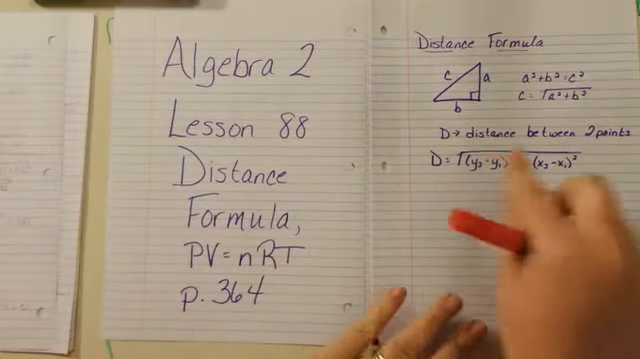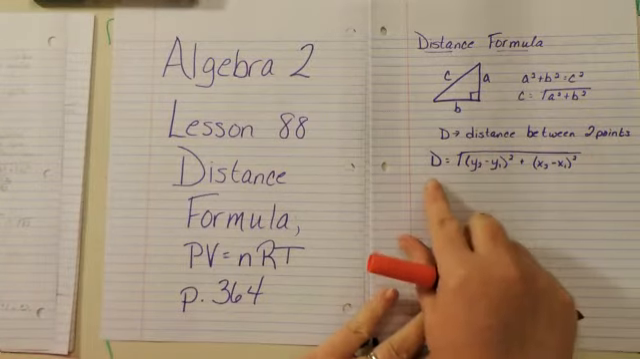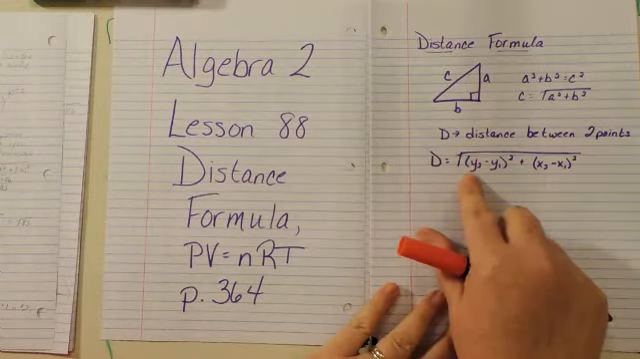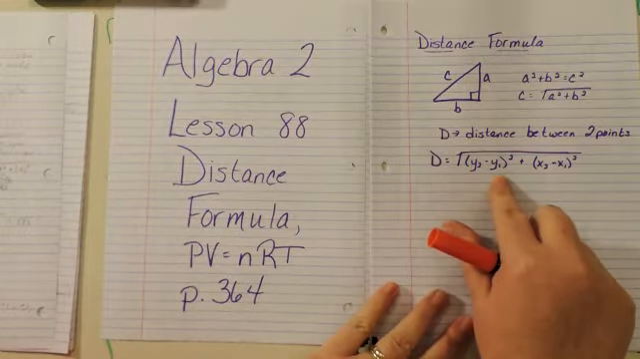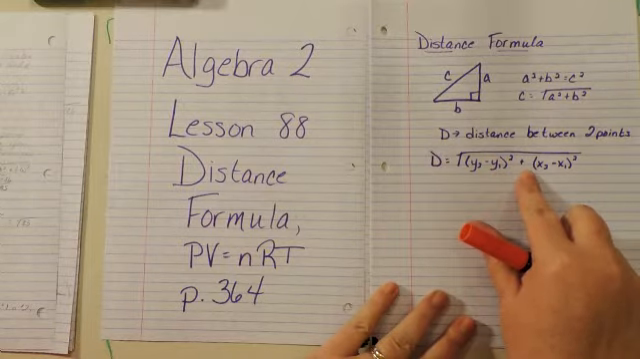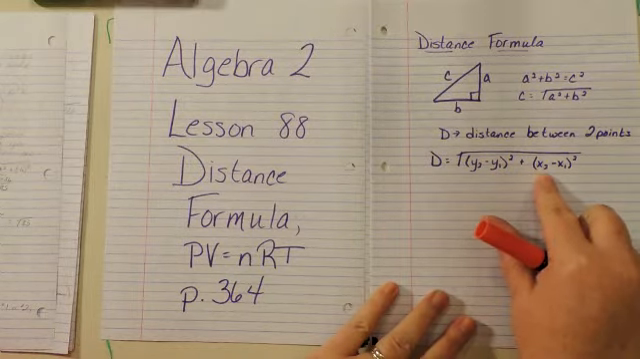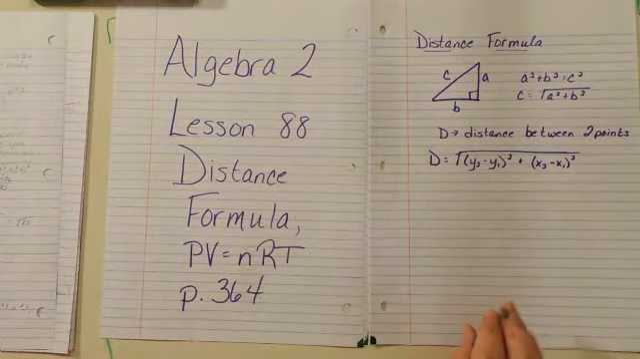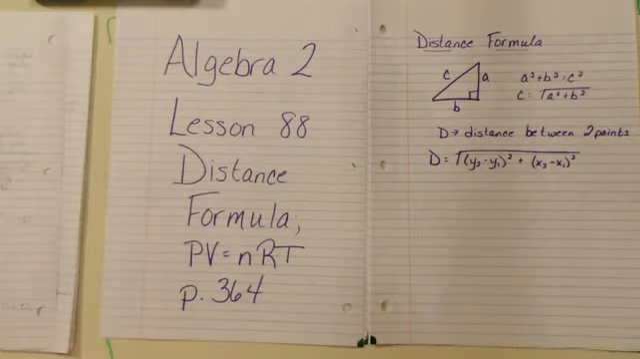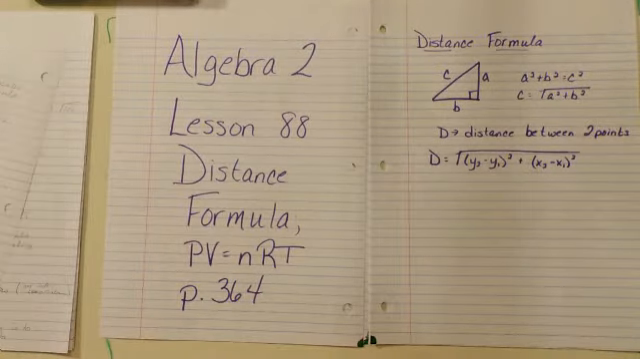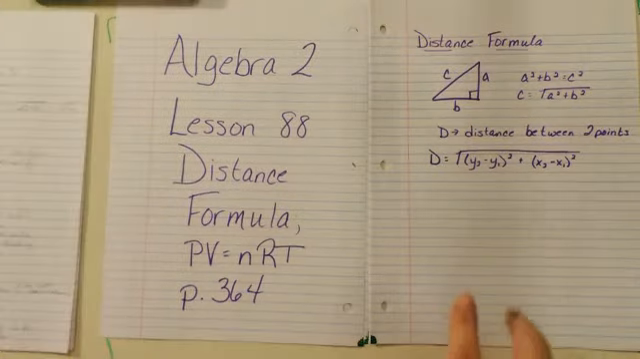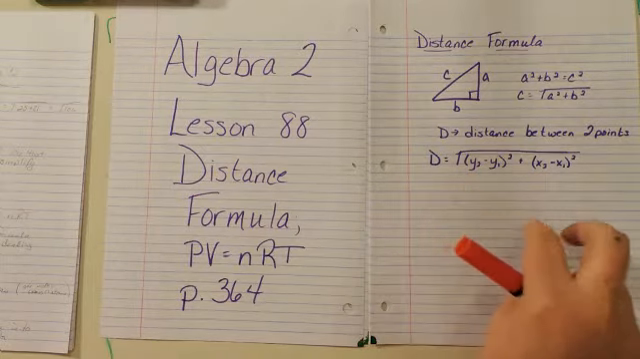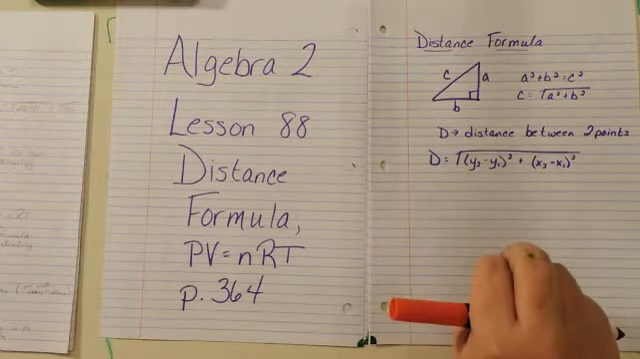So the distance between 2 points is the square root of y2 minus y1 quantity squared plus x2 minus x1 quantity squared. Okay? Just like when we were doing the slope formula in the last lesson, it doesn't really matter which point we make number 1 and number 2 as long as x2 and y2 come from the same ordered pair, and x1 and y1 come from the same ordered pair.